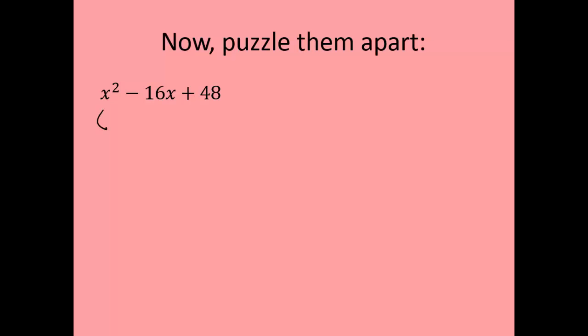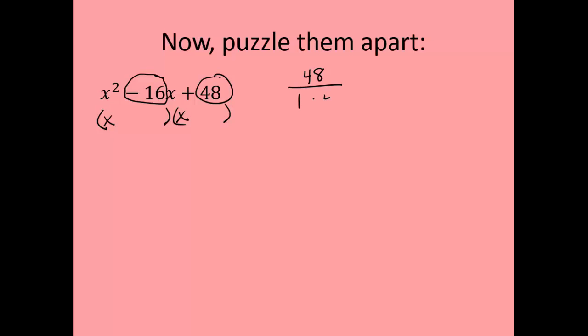So let's move on to breaking it into two binomials. X squared comes from x times x. That's the easy part, right? Now we need two factors of 48 that add up to negative 16. If 48 is a positive product, but 16 is a negative sum, how does that work? What factors are we looking for? You think about that while I jot down the factor pairs.